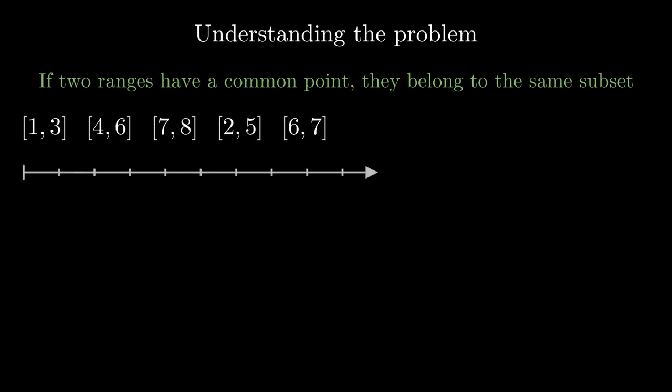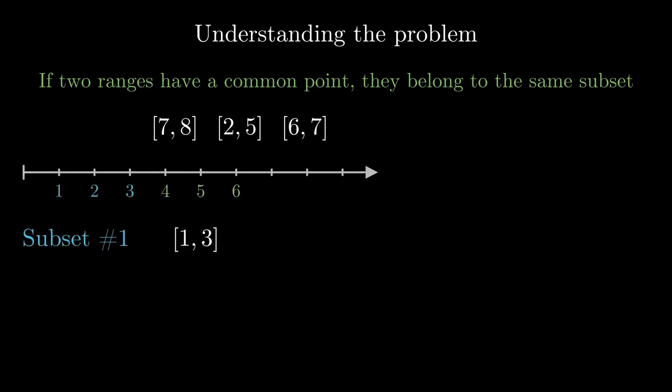Let us start putting these ranges in subsets according to the definition. [1, 3] will go to subset number 1 to start with. Now, [4, 6] does not have an overlap with [1, 3]. It can go to either subset number 1 or subset number 2 because the definition only states what happens if two ranges have a common point, and hence we can safely assume that we can put two ranges with no common point in either the same subset or different subsets.